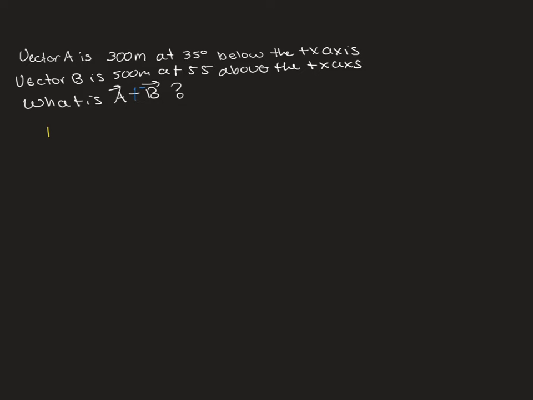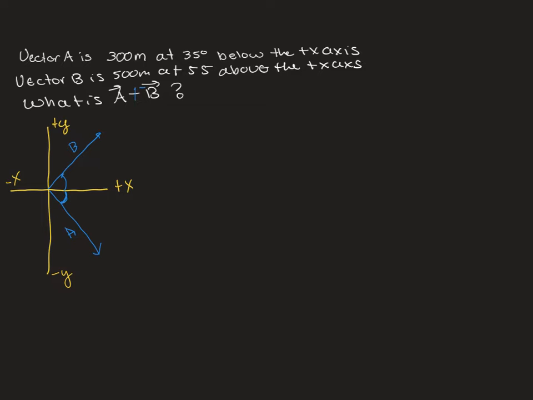So I'm going to draw some axes here. So positive y, positive x, negative x. All right, so vector A is 35 degrees below the positive x-axis. So that's going to be this angle in here. So this is our vector A. And then vector B is 500 meters at 55 degrees above the positive x-axis. So vector B here is going to sweep above the positive x-axis.